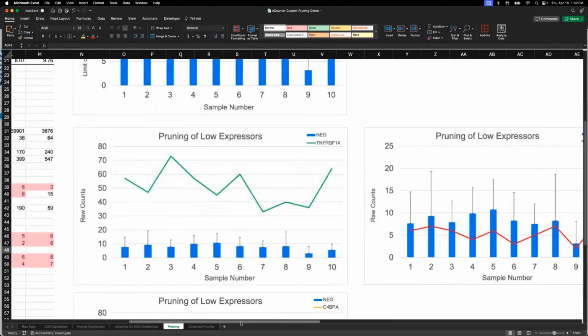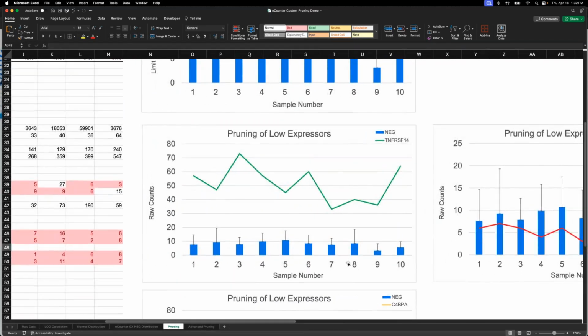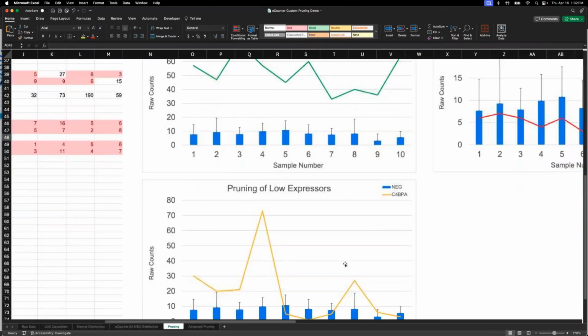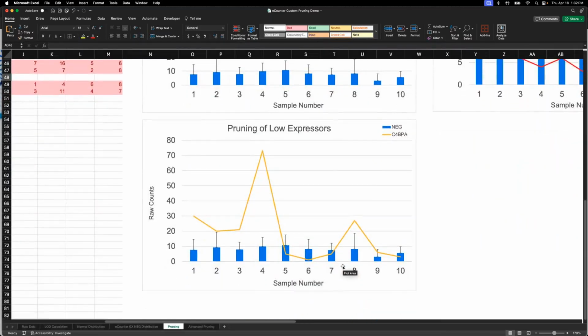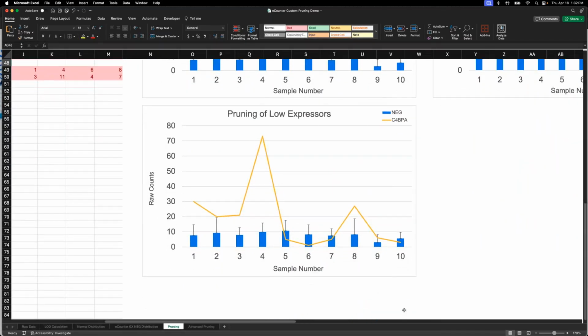And the final use case, what I want to show you is this down here. So I'm going to pause just for a few seconds and challenge you to think about, do you want to include this in your analysis? The gene is C4BPA. It's above the limit of detection in some samples, as indicated by the orange line, but below the limit of detection in other samples.